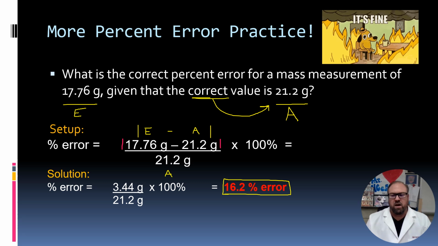Okay, so I hope this helped. Once again, percent error equals the absolute value of the experimental value minus the accepted value, all divided by the accepted value, multiplied by 100.